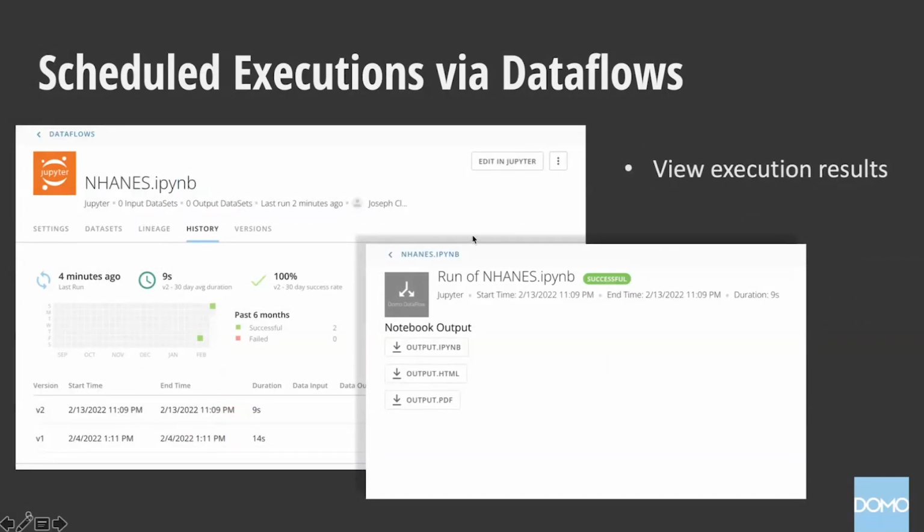And this is a view from the data flow side. So once you've created your data flow using the NHANES notebook, you can see that we have our execution history here. You can click on it. If you get the details, you'll see this view where we have actually saved off the output to your notebook execution and also rendered it as both HTML and PDF. If you do end up needing to edit your data flow, you've also got an Edit in Jupyter button that will take you back to your workspace so you can modify your notebook.